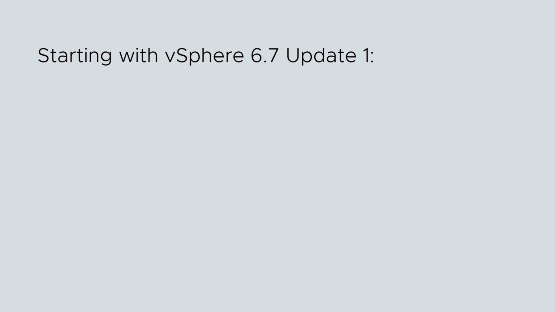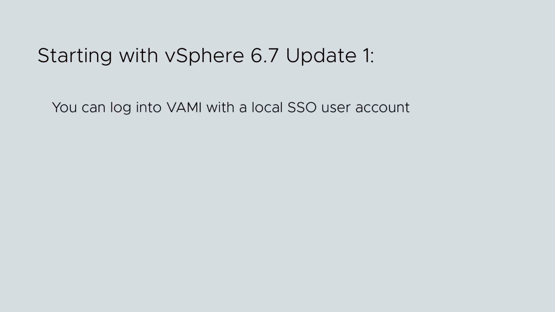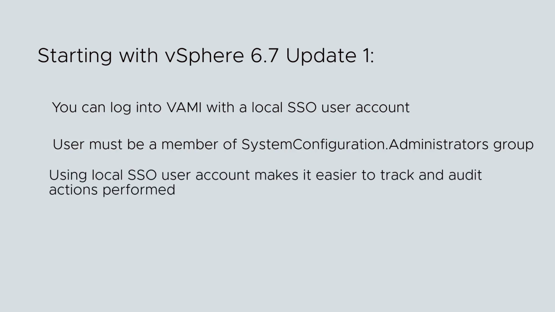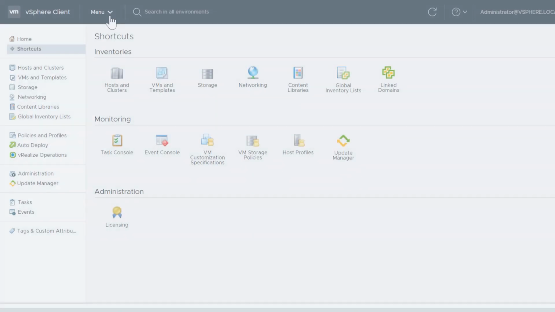Starting with vSphere 6.7 Update 1, you can log into VAMI with a local SSO user account, as long as the user is a member of the System Configuration.Administrators group. From a security perspective, using a local SSO user account to manage VAMI makes it easier to audit the user who logged in and track actions performed by that user. Note that when logged into VAMI with a local SSO user account, you cannot change user passwords.